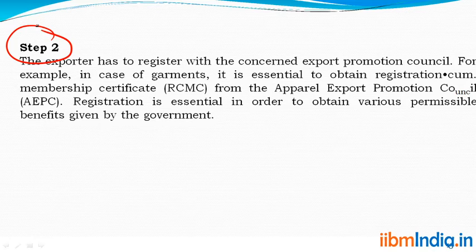For example, in case of garments, it is essential to obtain the registration cum membership certificate from the Apparel Export Promotion Council. Registration is essential in order to obtain various permissible benefits given by the government. So whatever benefits are given by the government, you have to get the registration cum membership certificate from the concerned export promotion council. In case of apparels, you have to get registered with the Apparel Export Promotion Council.